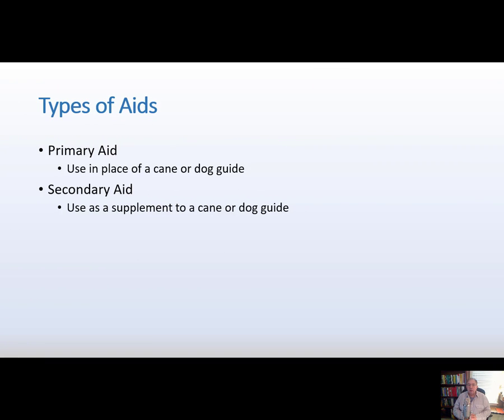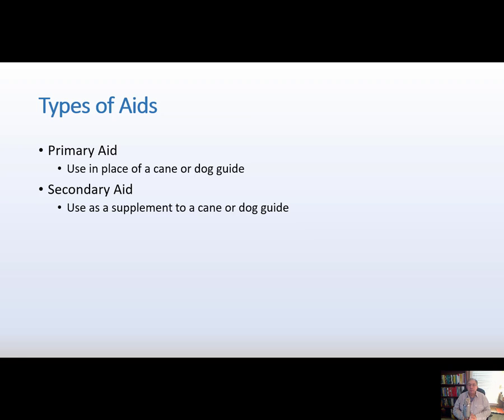I also want to talk about a classification of the type of aid. It's possible to have a primary aid or a secondary aid. A primary aid is one that can be used in place of a cane or a dog guide. And to be a primary aid, it has to be able to sense obstacles in front of the individual, and it has to be able to also sense drop-offs or foot placement.